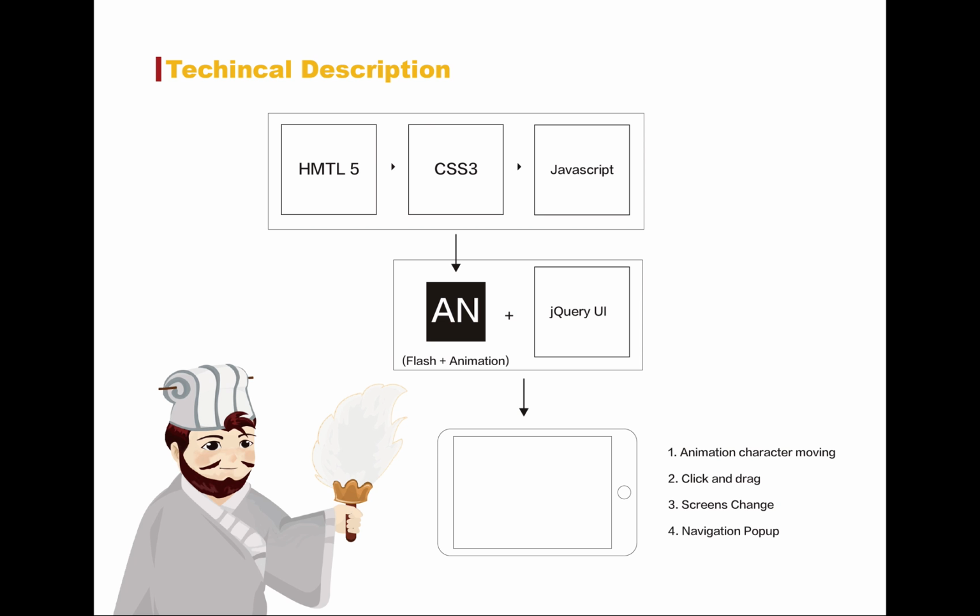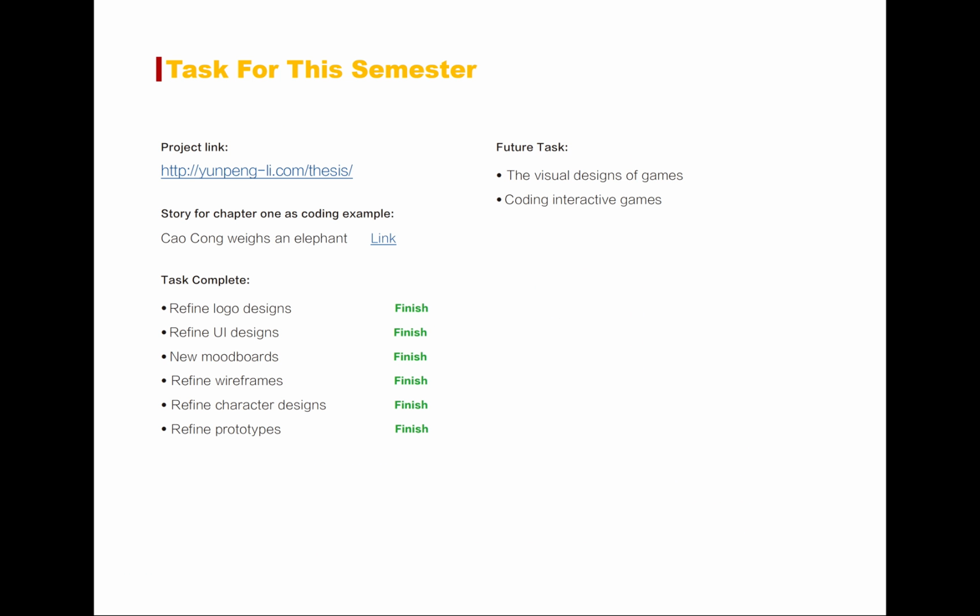This is my technical description. I use HTML5, CSS3 and JavaScript for coding, and I also use Adobe Animate to animate the story and jQuery UI to design the game part. This is the task list for this semester. I have finished most of the tasks which I set at the beginning of this semester. Now I want to show you my project.